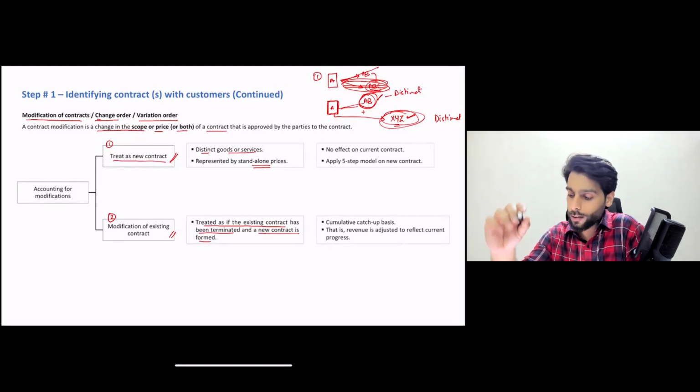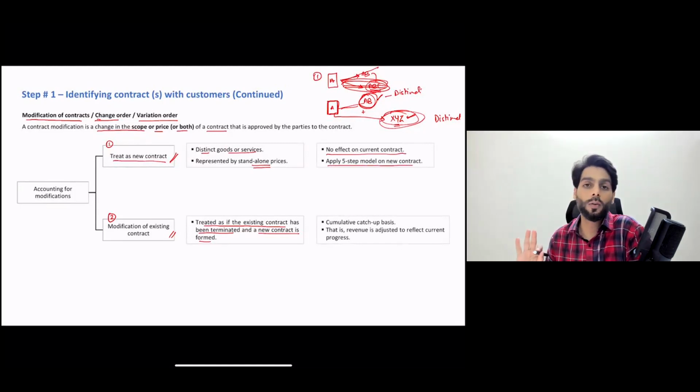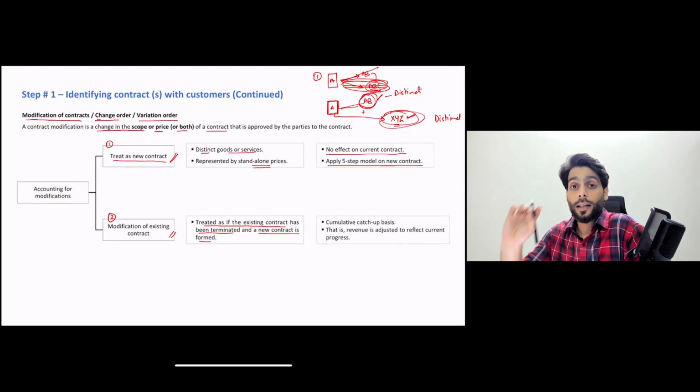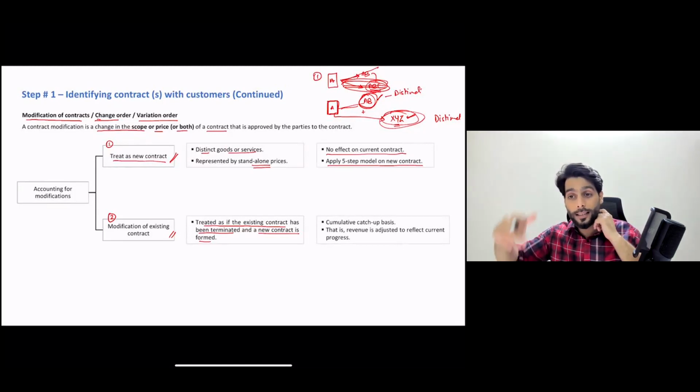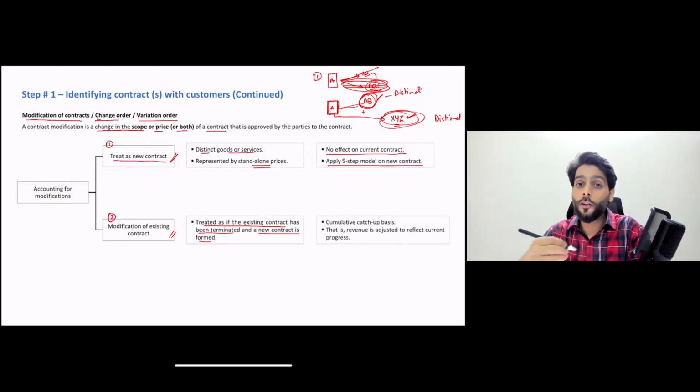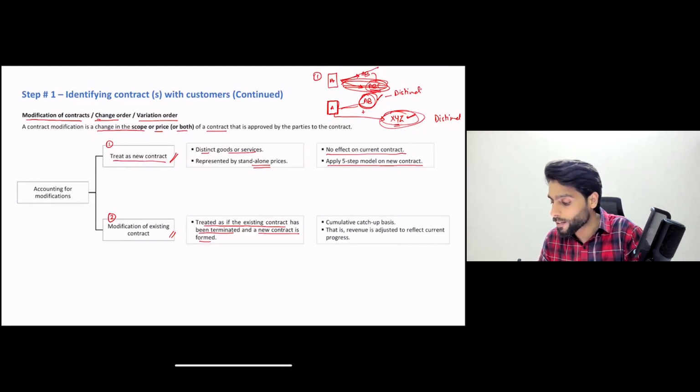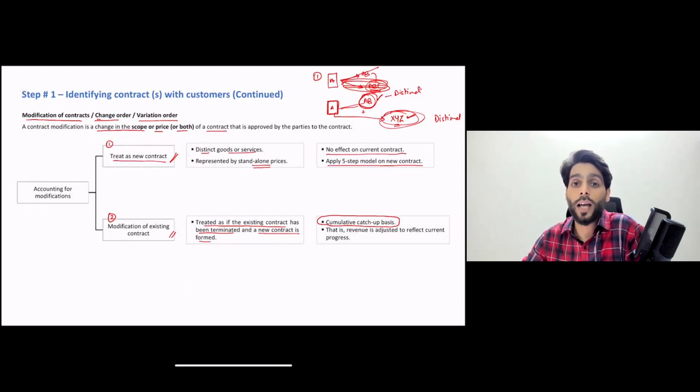In case of two separate contracts, no worries, no effect on the current contract. You will apply the five-step model on the new contract as it has to be done. But if the existing contract is modified, so to say, there is no distinct good or service being offered, there is no standalone price scenario, and the existing contract is modified, then you have to follow a certain approach which is known as cumulative catch-up basis. I'll let you know what cumulative catch-up basis actually means. It means that you will adjust your revenue to reflect current progress.